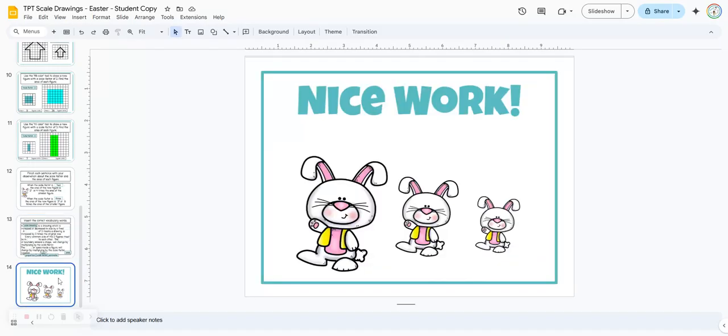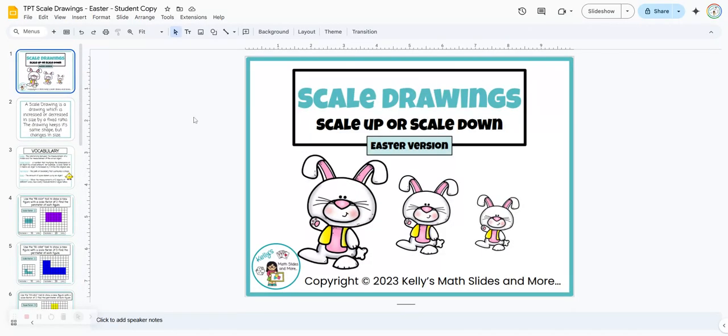They get a little nice work at the end. So this is Scale Drawings, the Easter version.